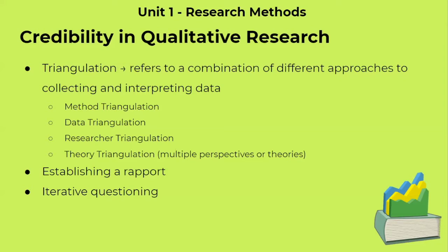Another way to increase credibility in qualitative research is to establish a rapport. Researchers should be sure that their participants trust them and that they are being honest with them. They basically establish a good understanding with each other so that the participants won't act differently or awkwardly in the presence of the researcher.